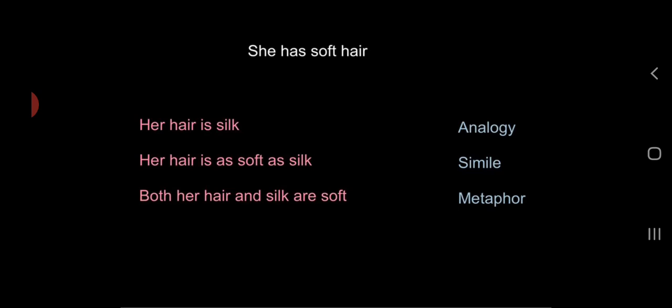Her hair is silk. Her hair is as soft as silk. Both her hair and silk are soft. Her hair is silk is the metaphor, because it is saying it is silk. No, she doesn't literally have yards of fabric coming out of her head, but the hair that is coming off is basically as soft as silk.